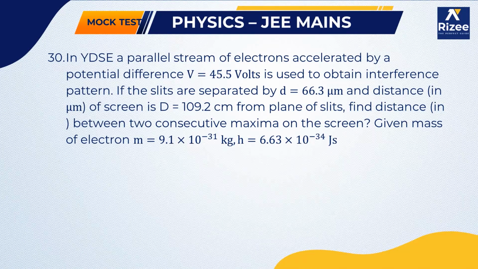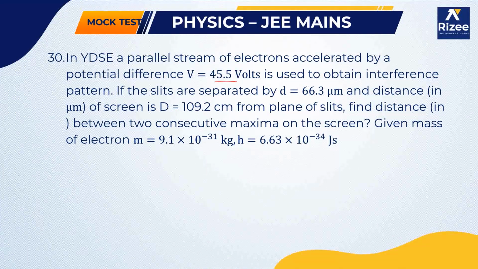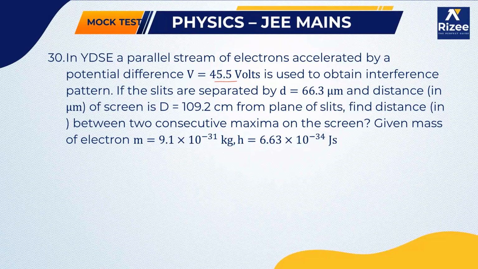Now coming to the 30th one, the last question. In a YDSE, a parallel stream of electrons accelerated by the potential difference V equal to 45.5 volts is used to obtain the interference pattern. The slit separation he has given as 66.3. The distance to the screen, capital D, is also given. Find the distance between 2 consecutive maxima on the screen.